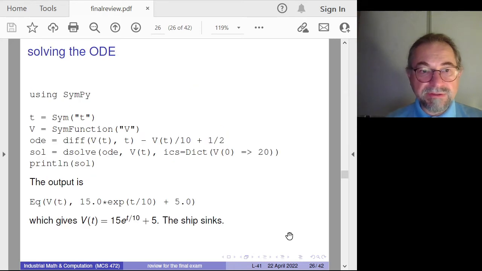Okay, so this gives us an ordinary differential equation, and in a Julia session, this can be very quickly solved with SymPy. The symbolic solver will actually give the solution, and the ship will sink as we have an exponential increase of water coming in.